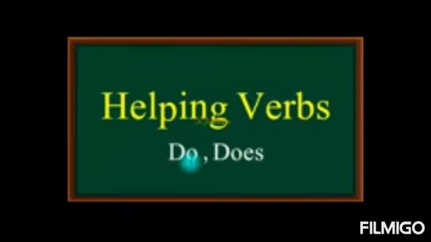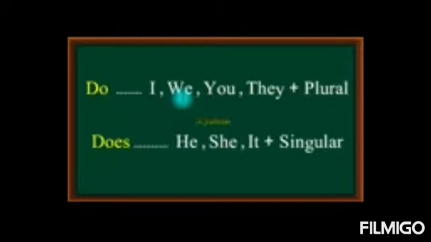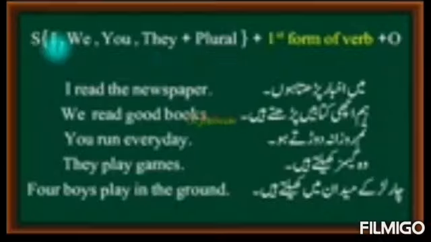Do and does helping verbs are going to be used in the formation. If the subject is I, we, you, they plus plurals, we will use do. And if the subject is he, she or it plus singular or names, we will use does as helping. Now looking at the structure, if we use the subject I, we, you, they or plurals, we will use first form of verb plus objects.